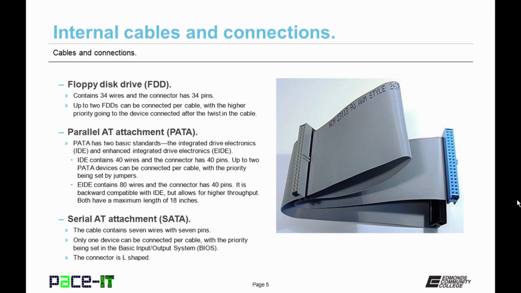Then we move to the PATA cable and connection, the parallel AT attachment. Now PATA has 2 basic standards, the integrated drive electronics, the IDE, and the enhanced integrated drive electronics, the EIDE. Now the IDE cable contains 40 wires and the connector has 40 pins. Up to 2 PATA devices can be connected per cable, with the priority for the device being set by jumpers.